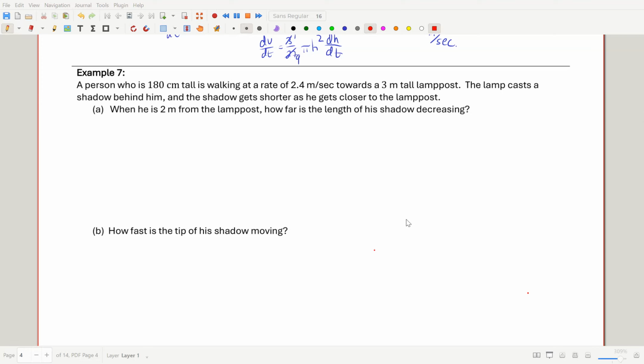All right, so we're going to do one last example here on related rates. This final example, if you remember back when we were doing optimization, I had said this. Sometimes when we're working with triangles, we use the Pythagorean theorem. This was the example I was thinking of.